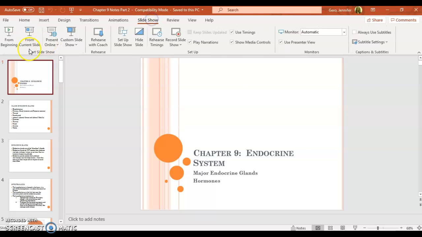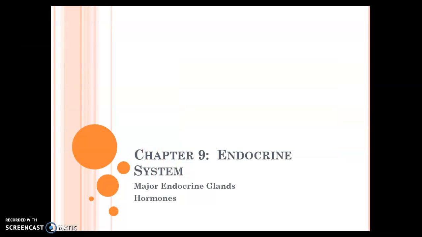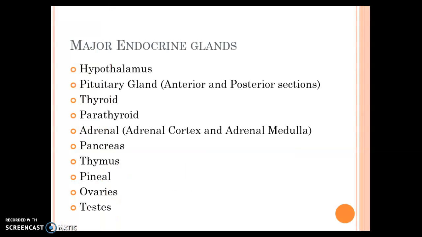All right, we are going to go through the second set of notes for Chapter 9. So this is Chapter 9, Endocrine System, Part 2 notes. And I'm going to discuss the major endocrine glands as well as the hormones and their target effects.